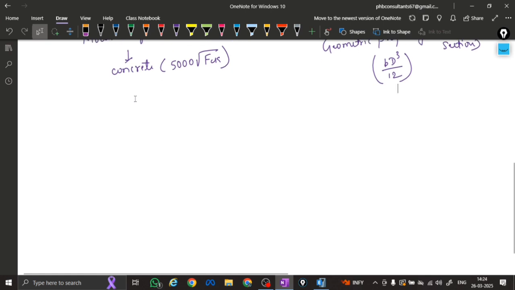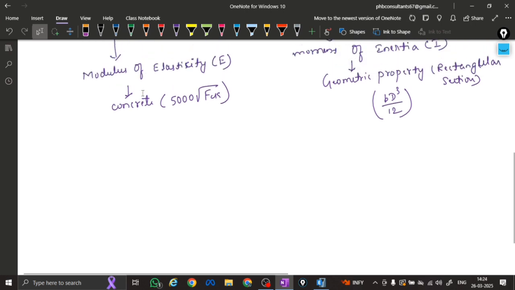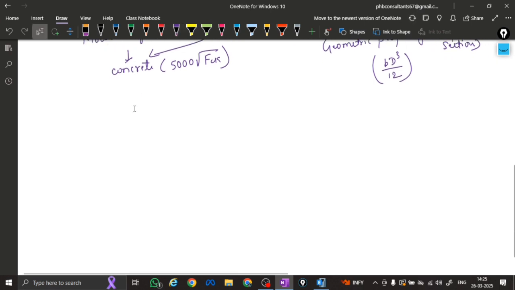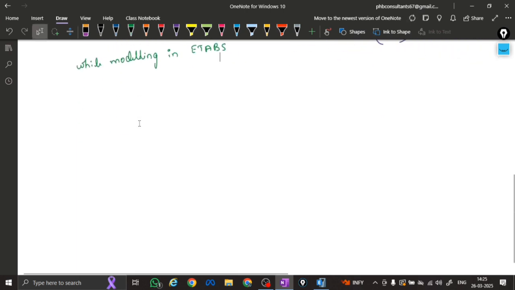Okay. Now, while modeling in ETABS, we define this E as concrete and this I as rectangular section. While modeling in ETABS, we are considering only concrete and geometric property, and we are ignoring two things: one is the presence of steel and second one is the presence of cracks.